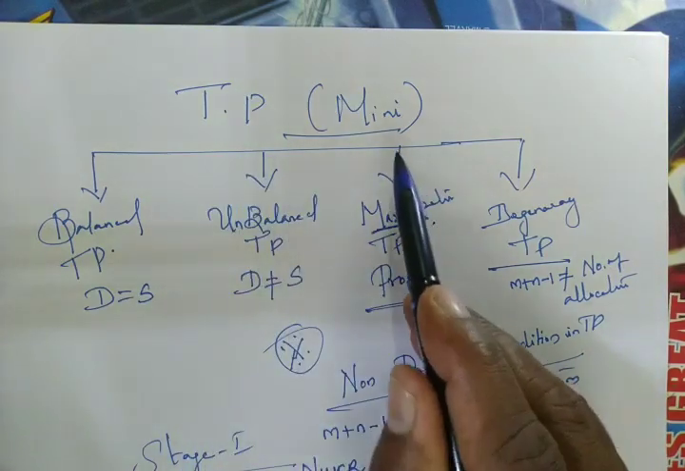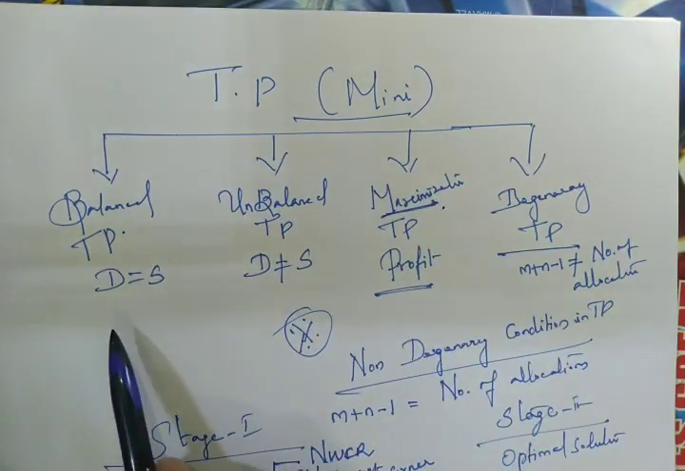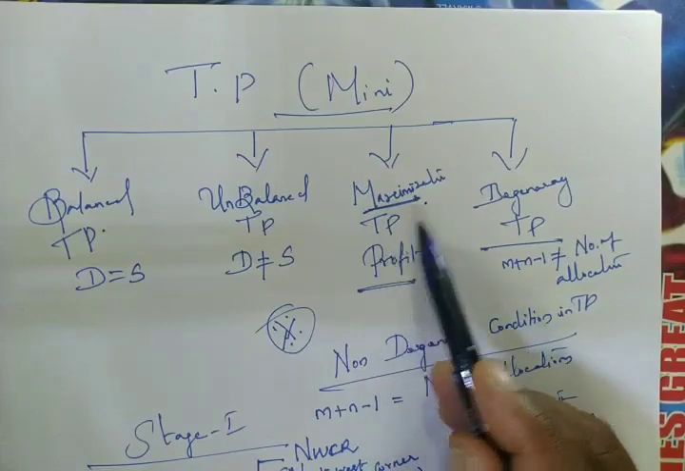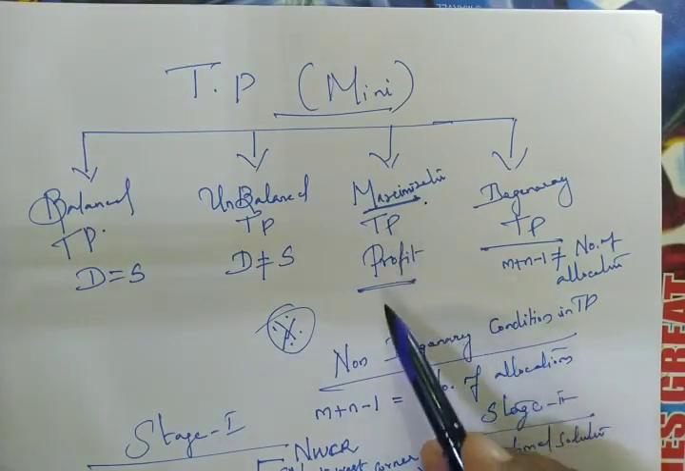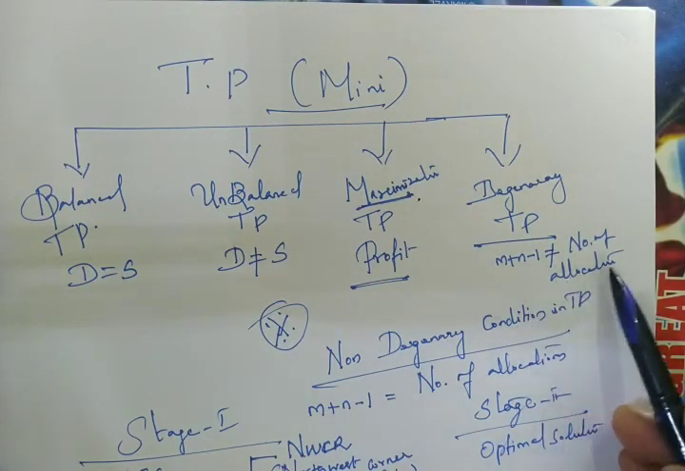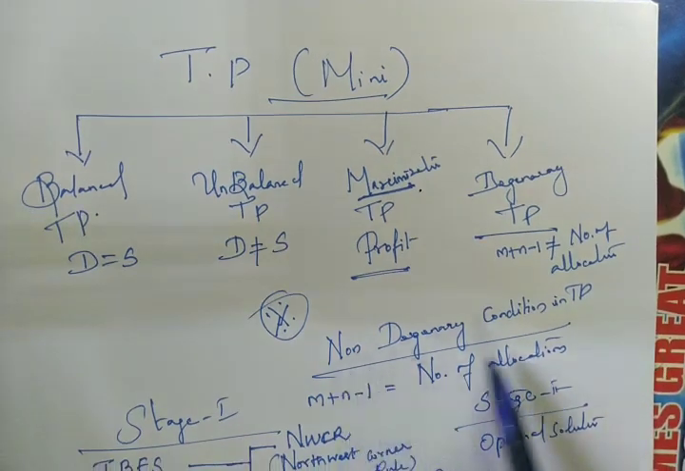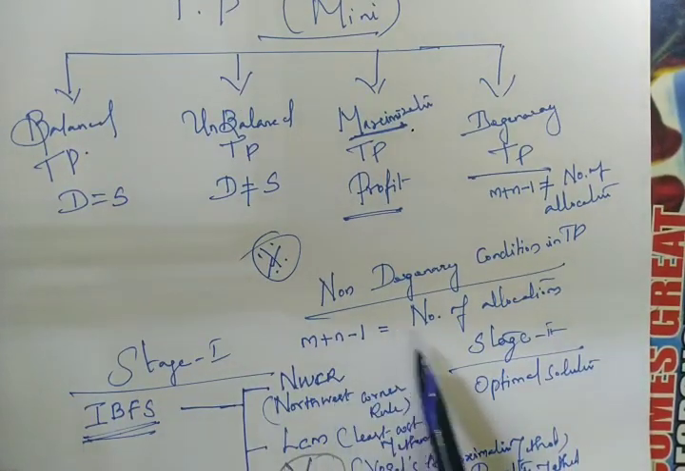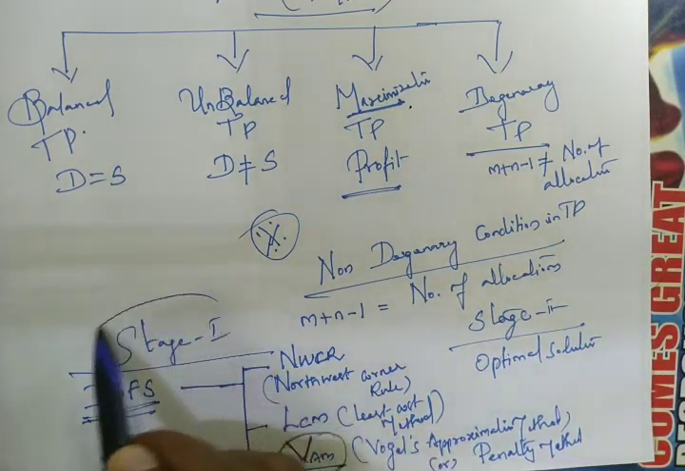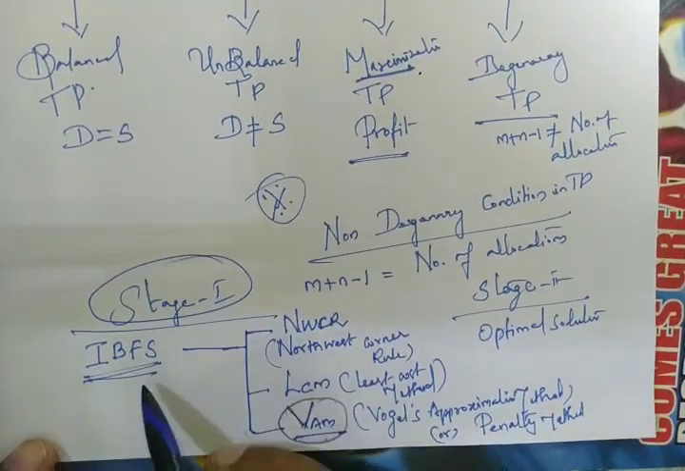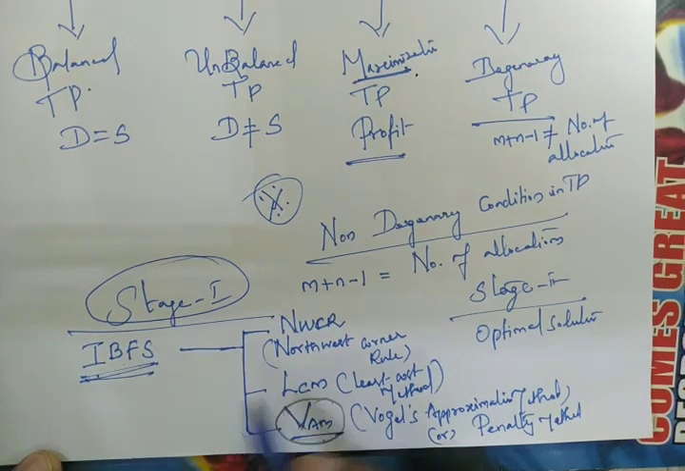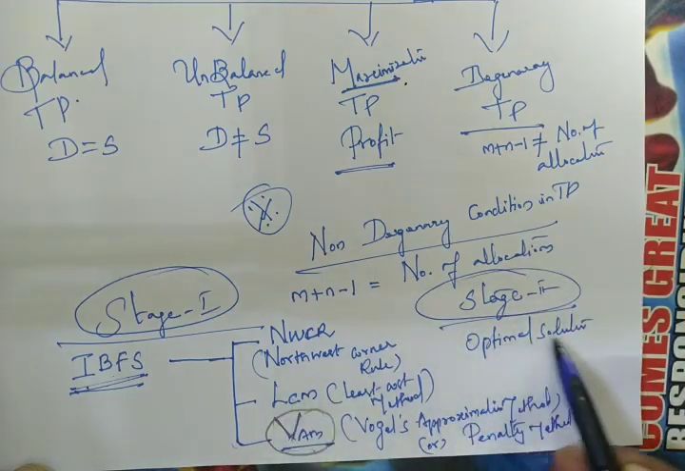Now I will recall the same once more. The TP is always for minimization purposes. Balanced means demand equals supply. Unbalanced means demand is not equal to supply. The special cases: maximization, which comes along with maximizing the profit. Degeneracy is when m plus n minus 1 is not equal to the number of allocations. Non-degeneracy is when m plus n minus 1 equals the number of allocations. When you solve the TP, I told you we have two stages. Stage 1 is for finding the IBFS only, the initial basic feasible solution. Stage 2 is for finding the optimal solution.